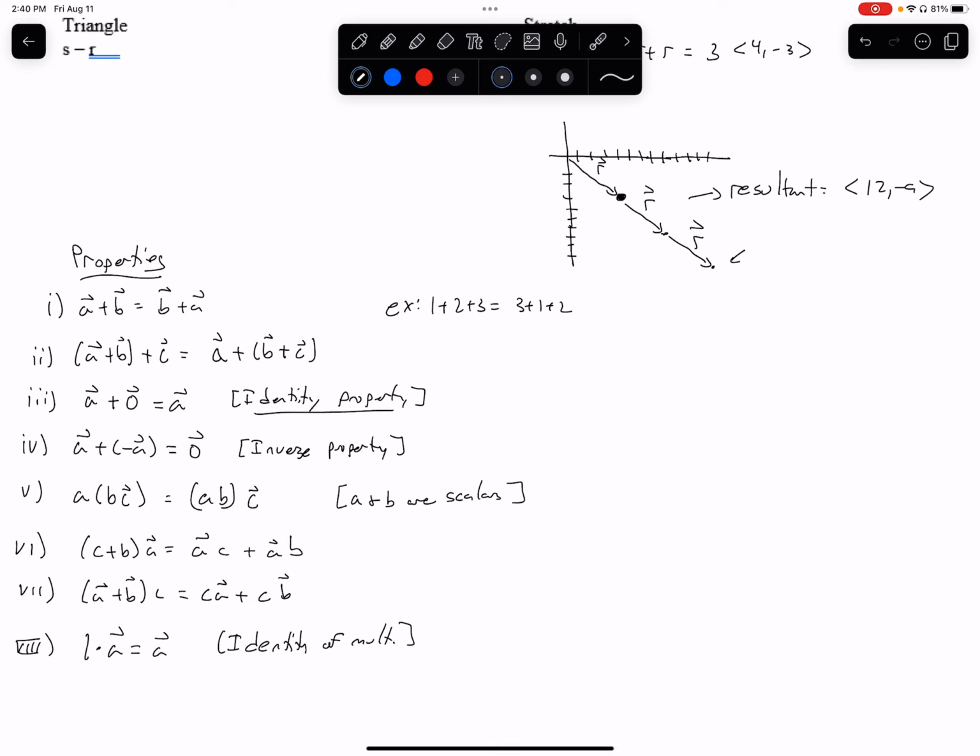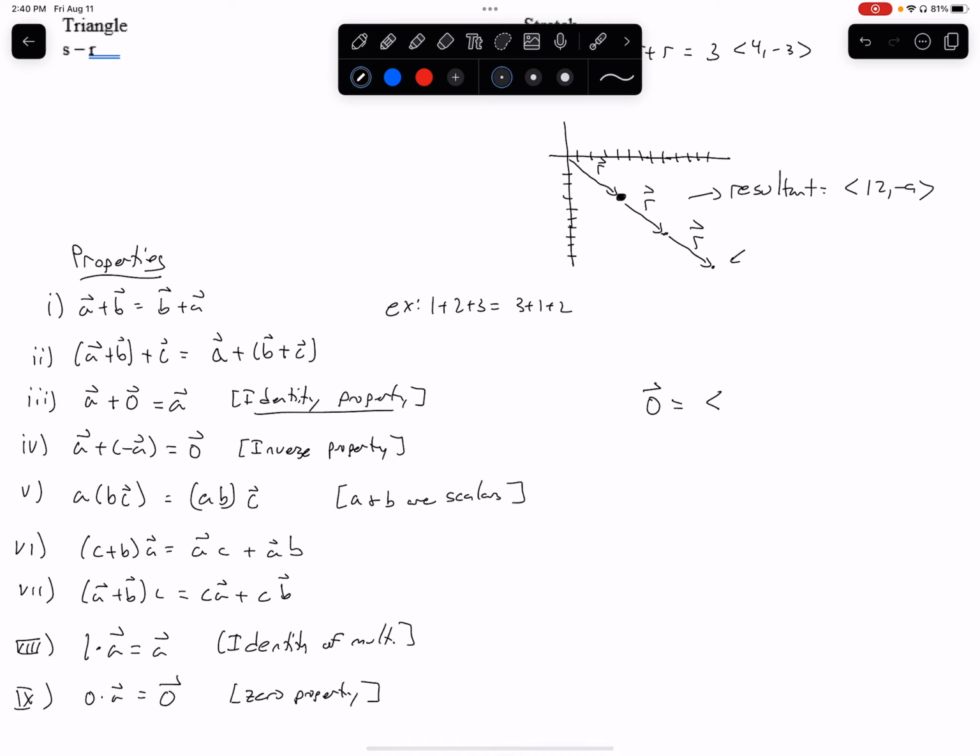And what if I take a vector and multiply it by 0? What would be 0 times the vector A? Well, that's just going to give us, sorry, not A, that's going to give us the 0 vector. And that's our zero product property. Anything times 0 is 0. That's from Algebra 1.